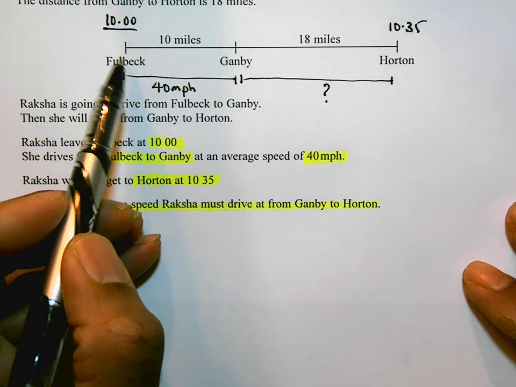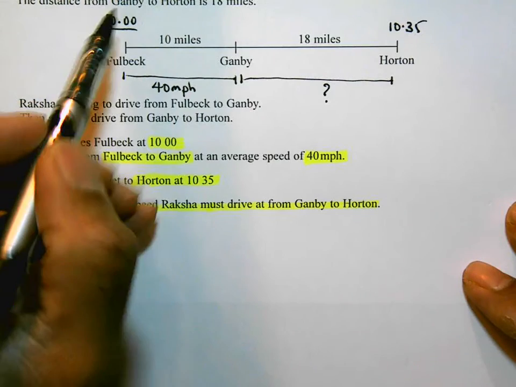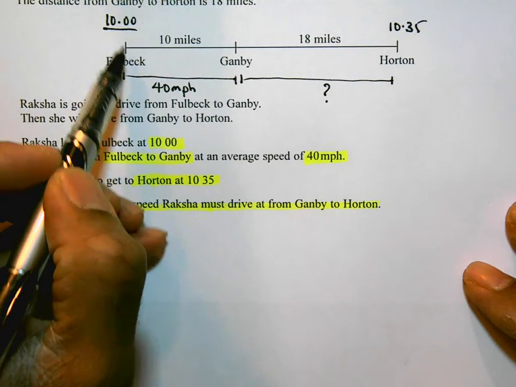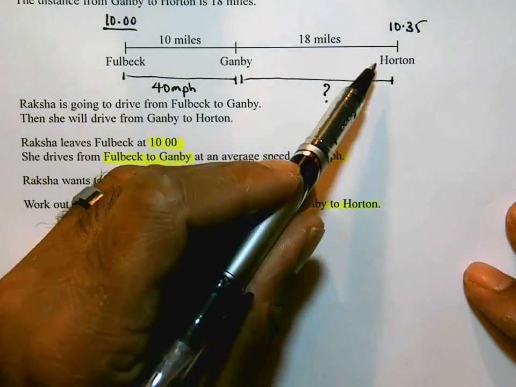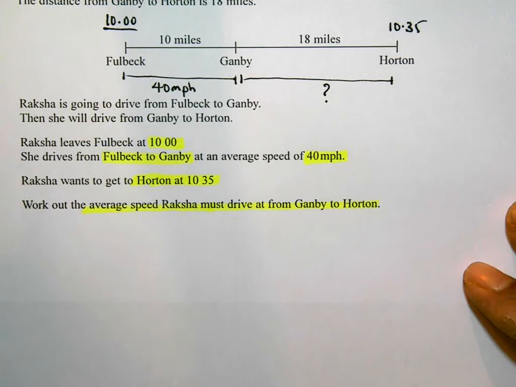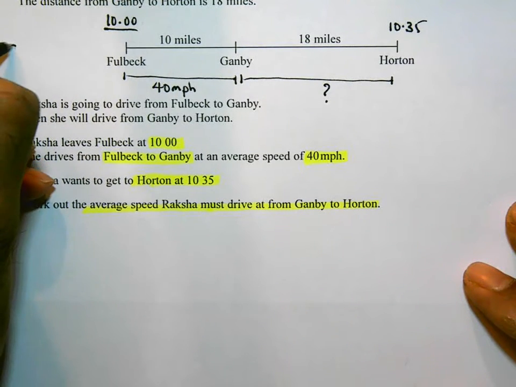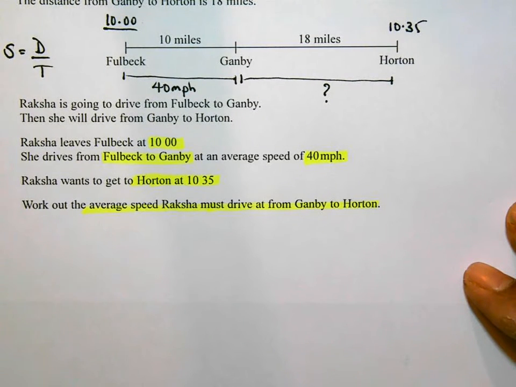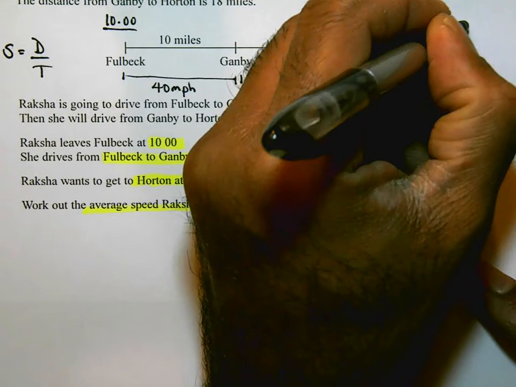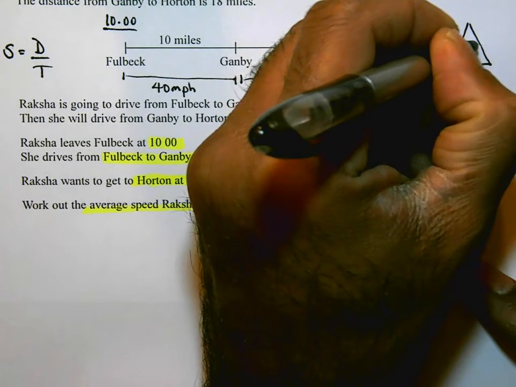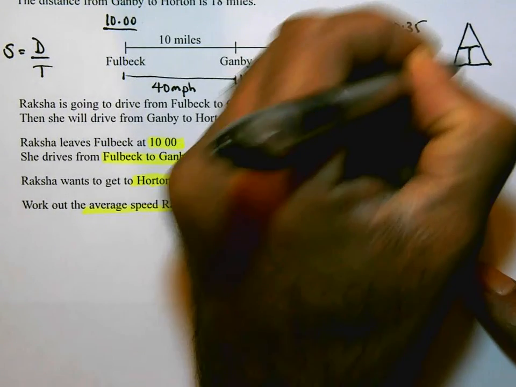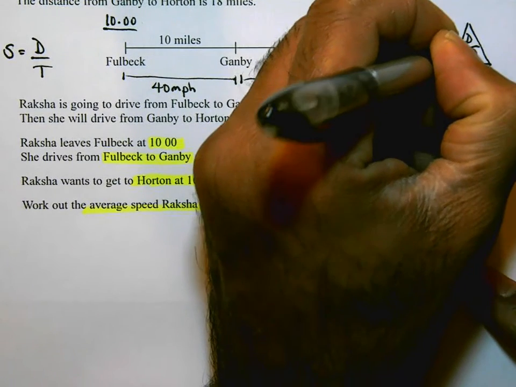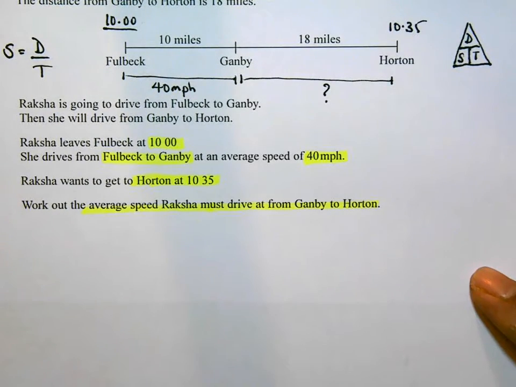Now, one of the things I know is I know the distances, I have speed. One of the things I need to remember is speed is equal to distance over time. Okay, you may well remember your speed, distance, time triangle. So that looks something like this. Speed, distance, time. That's one of the things that you should remember and should know, and it's going to be useful in this question.